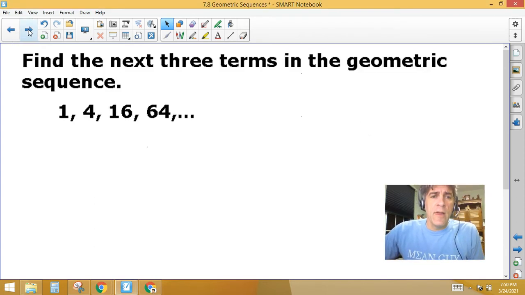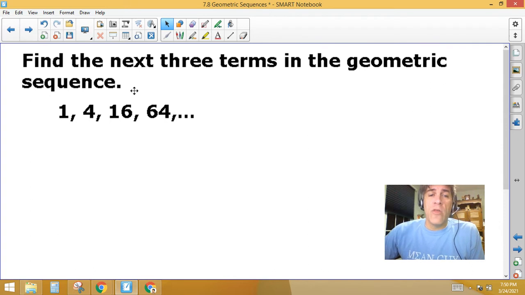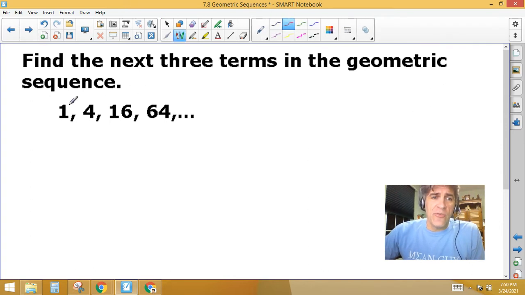All right, so this is a geometric sequence because there's a common ratio. All right, what are the next three terms? So the first thing we have to do is check out what's going on. Times 4, times 4, times 4. What are the next three going to be? Hopefully you got it.